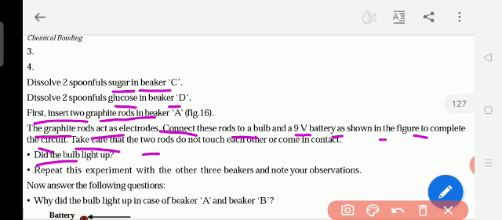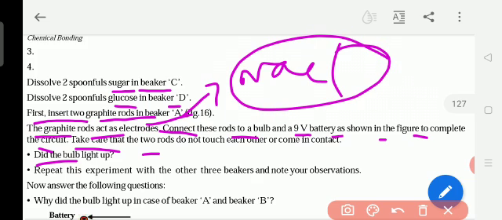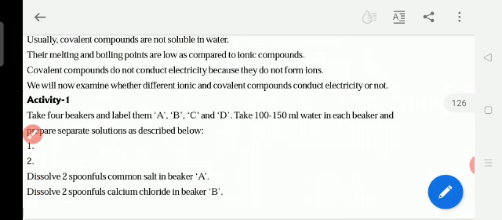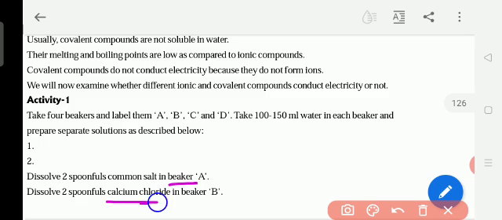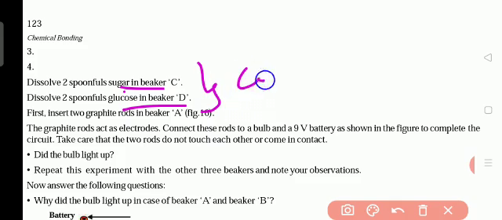Okay, so next one. Beaker A, what are we taking? Sodium chloride. In the sodium chloride they are asking us to keep the graphite rods. Sodium chloride forms which bond? Ionic bond. So repeat the experiment with the other three beakers and note the observations. Why did the bulb light up in the case of beaker A and beaker B? In beakers A and B we are taking sodium chloride and calcium chloride, metal and non-metal, ionic bond. Both are ionic compounds. And here, these two, C and D, are what? Covalent compounds.